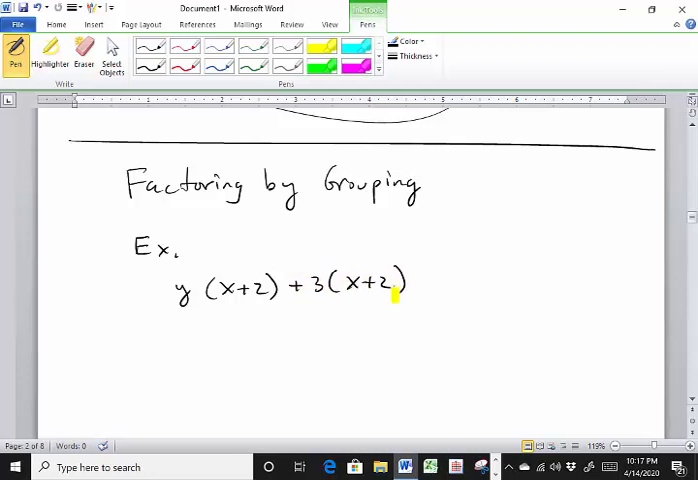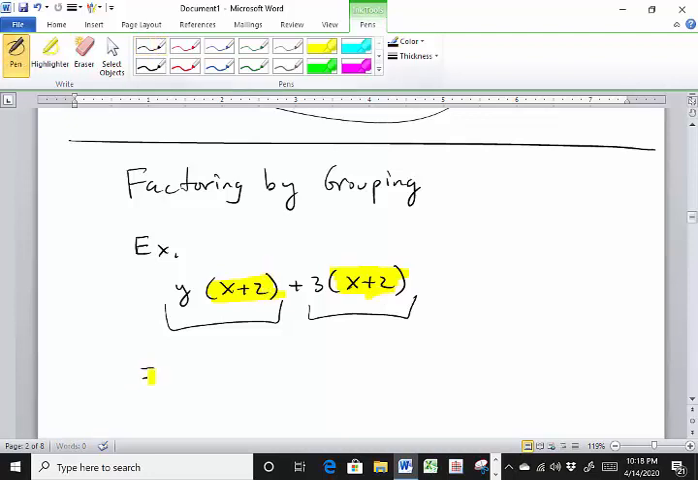Do you see anything that's common between this and this right here? Well, you should see it. It's x plus 2, right? That's what's common. We have an x plus 2 and an x plus 2. So what is the greatest common factor between these two terms? Well, it's x plus 2, right? Because it's common. And it's the greatest one, actually.